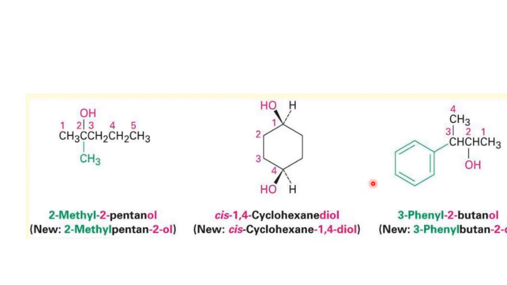Another example, the longest chain containing OH 1, 2, 3, 4. Butane. All bonds are single bonds. Butane. 1 OH, butanol. Butanol. OH at position 2. 1, 2. 2 butanol, or butan dash 2 all.